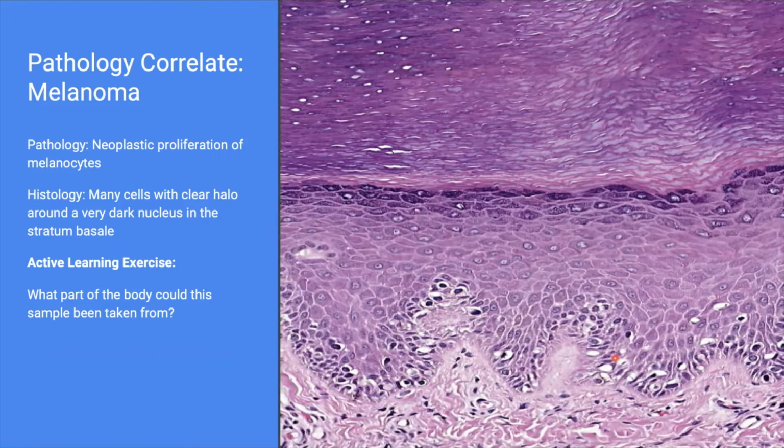So I believe this was termed a melanoma in situ because it has not invaded the basement membrane yet. But we do see some characteristic features of melanoma, where we have a melanocyte that has actually jumped up into the stratum spinosum. That is pretty characteristic of some melanoma subtypes.